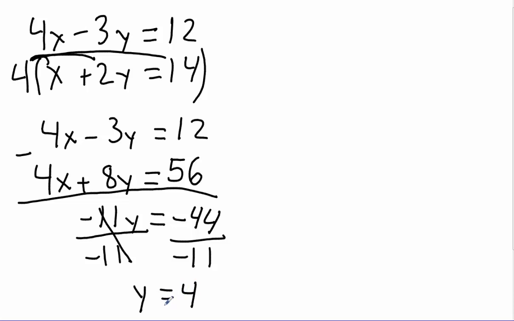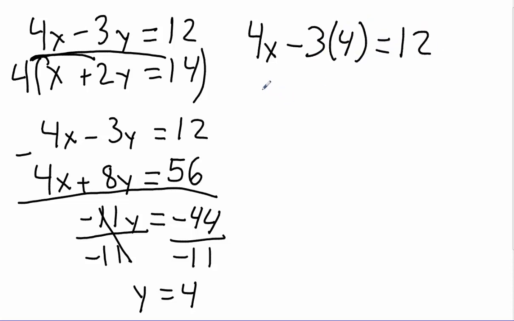So now that we know that y is equal to a positive 4, just like every other type of system of equation problem, we can substitute this 4 into either equation for y and solve for x. Does not matter which equation you use. I'll use the top one since the numbers are smaller. And you're going to have 4x minus 3 times 4 is equal to 12. Simplify, we get 4x minus 12 is equal to 12.